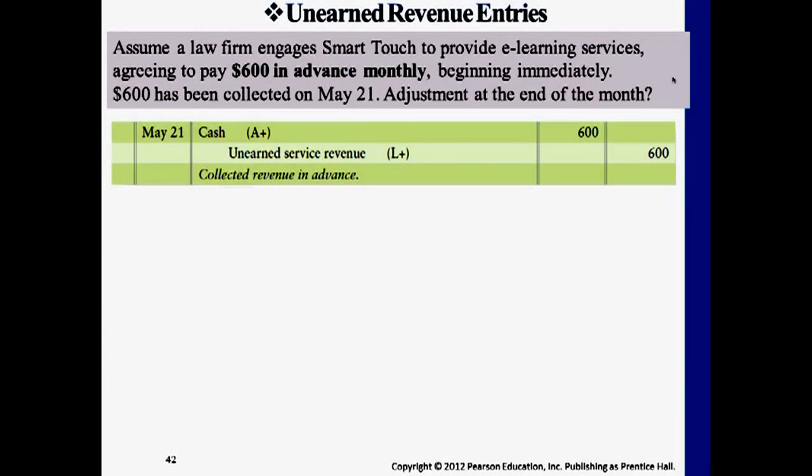So remember, we record journal entries as it happens. Even though we haven't provided the service, since we have cash today, we need to record this in a journal entry. So in this case, it's not a regular service revenue yet, it's a liability. So what happens when it reaches the end of the month? This $600 is for a month of work. When it reaches the end of the month, it's 10 days later, right? May 31st. So how should we adjust this entry?